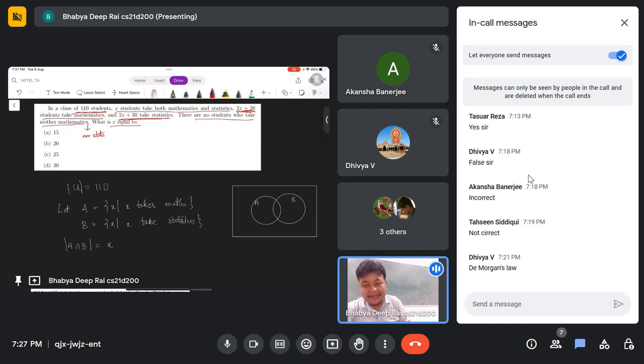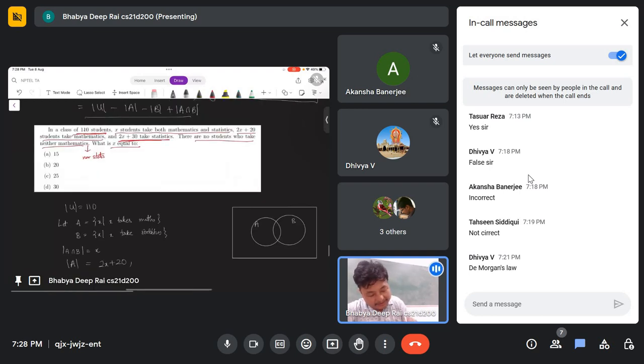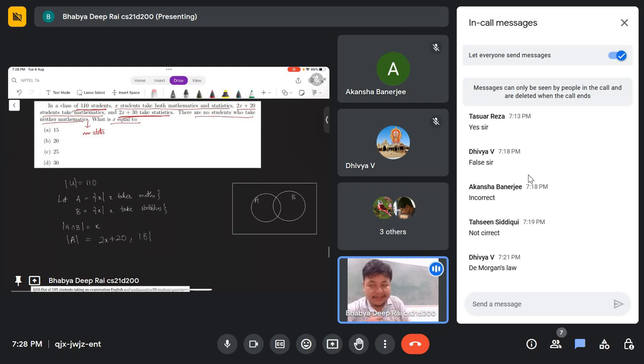Next, what is the question saying? 2x plus 20 take mathematics. How many students take mathematics? 2x plus 20. In our case, the number of people who take mathematics is nothing but size of A, which is 2x plus 20. And what do they say? 2x plus 30 take statistics. People who take statistics are nothing but the set B. So the number of people who take statistics is the size of B, which is 2x plus 30.